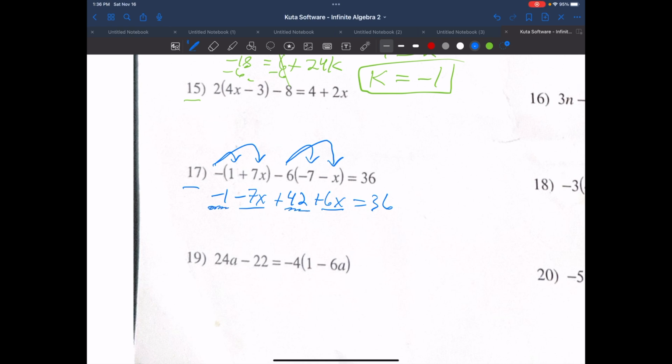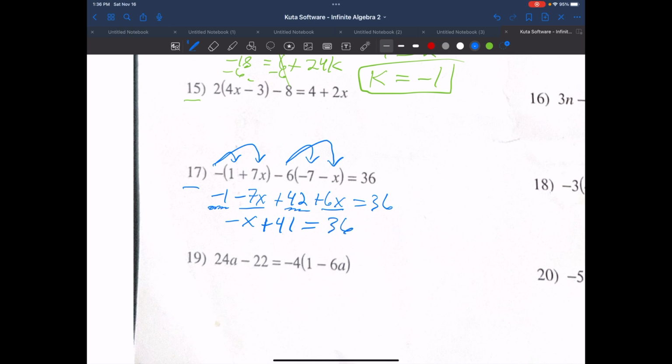Why am I doing that? To help me identify the like terms. So I know I have to combine my like terms, right? So I know the -7x is going to be combined with 6x, right? -7 and +6 is just -x. And now I have a -1 plus a 42. So what's 42 minus 1? It's positive 41. And bring down the 36 from the other side.